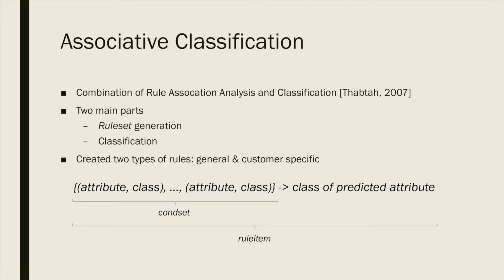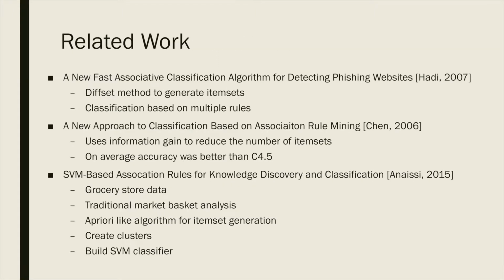So that's just a brief overview of what associative classification is. So moving on to some related work. There are quite a few different variations between associative classifiers, and these variations are usually between the rule set generation algorithm or the classification algorithm.